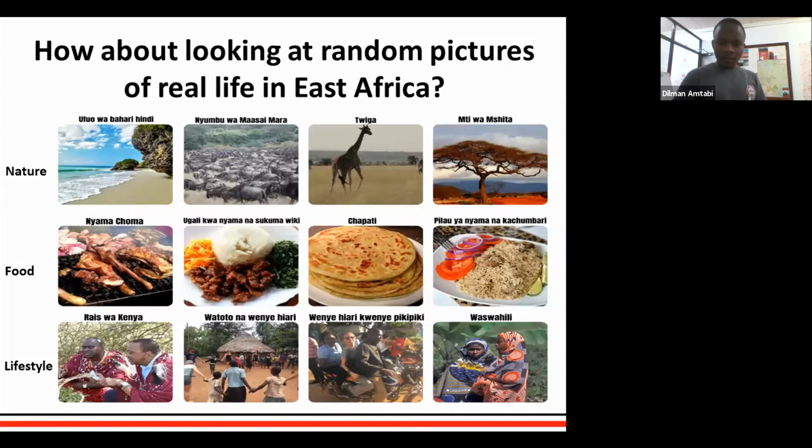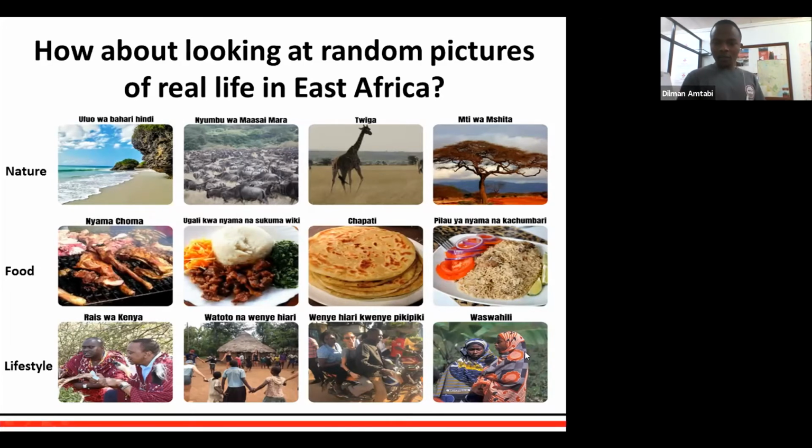And then the second picture is about the children who are playing with volunteers. Watoto na wenye hiari. Wenye hiari means volunteers, and watoto are children. And then the next picture is about the common means of transport. We call it piki-piki. So piki-piki is just a motorbike. So we have the rider of the motorbike and the passengers just sitting behind him.